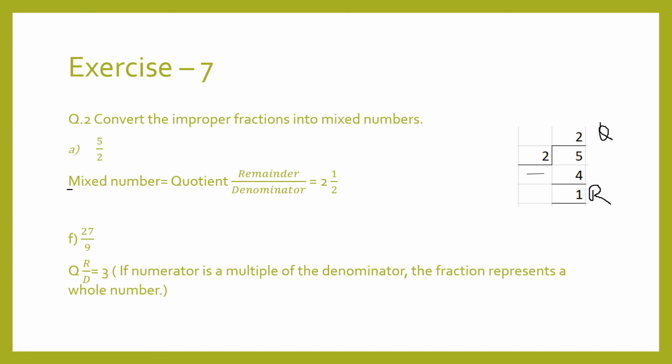The way to write a mixed number is a combination of a whole number and a fractional part. So the quotient means the whole number, that is 2, the remainder is 1, and the divisor is 2. So this is an improper fraction. 27 by 9. We know when we divide we will get 3. So when we find the numerator is a multiple of the denominator, the fraction represents a whole number.